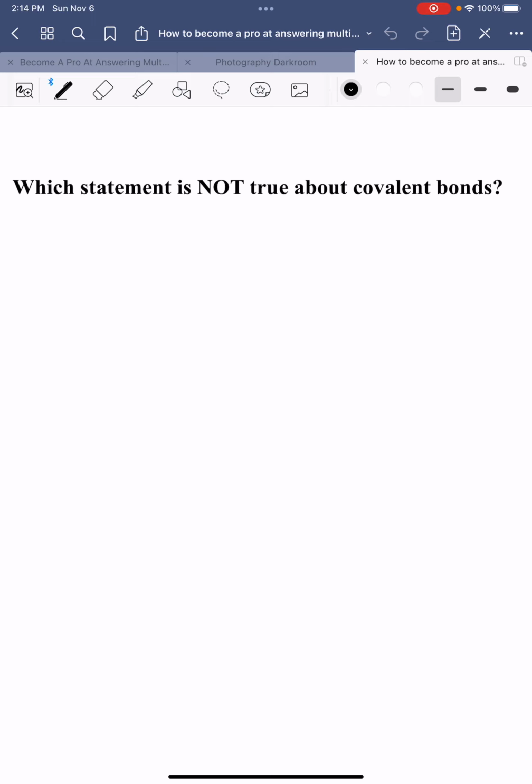So this is what I suggest you do. You close those options and you have just the question statement in front of you. Now let's see, what does this question ask us? Which statement is not true about covalent bonds? So now I would go ahead and I would make a couple notes here.